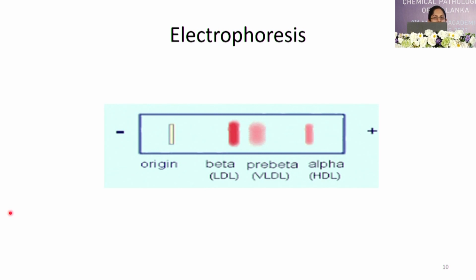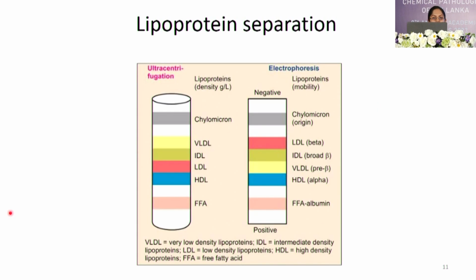We can separate lipoproteins by electrophoresis also, but there is a subtle difference. In ultracentrifugation we take only the density, so it is separated according to the density of the lipoproteins. But in electrophoresis, as you all know, it takes both size and charge. So there is a difference in the charge of LDL and IDL, so there is a subtle difference in separation between electrophoresis and ultracentrifugation patterns.